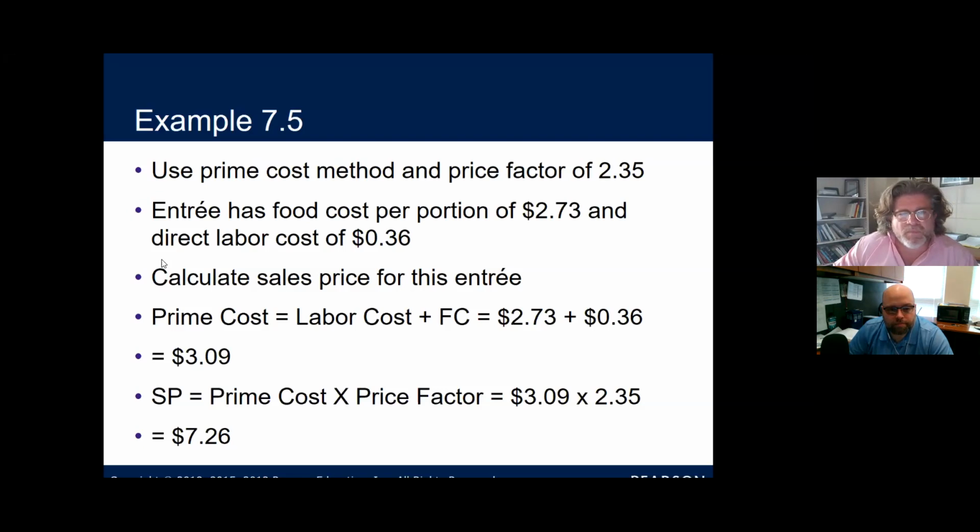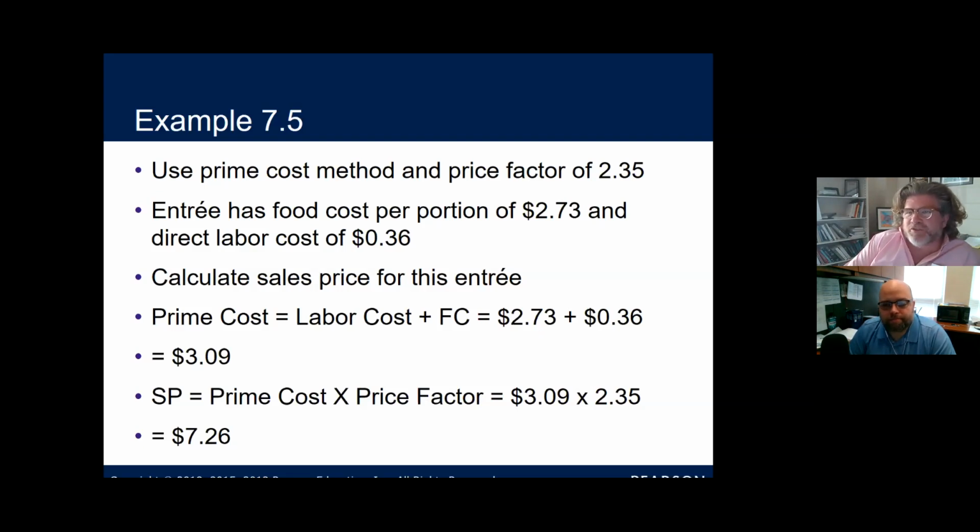So the prime cost is the labor cost plus the food cost. Labor cost is 36 cents. Food cost is $2.73. It's $3.09. My price factor is whatever my prime cost is times 2.35. For those that didn't catch, before we were using percentages for food costs to figure out the sales price. This is that we feel we should be able to charge 2.35 times the amount of the prime cost as our selling price. Yeah, it's just a multiplier.